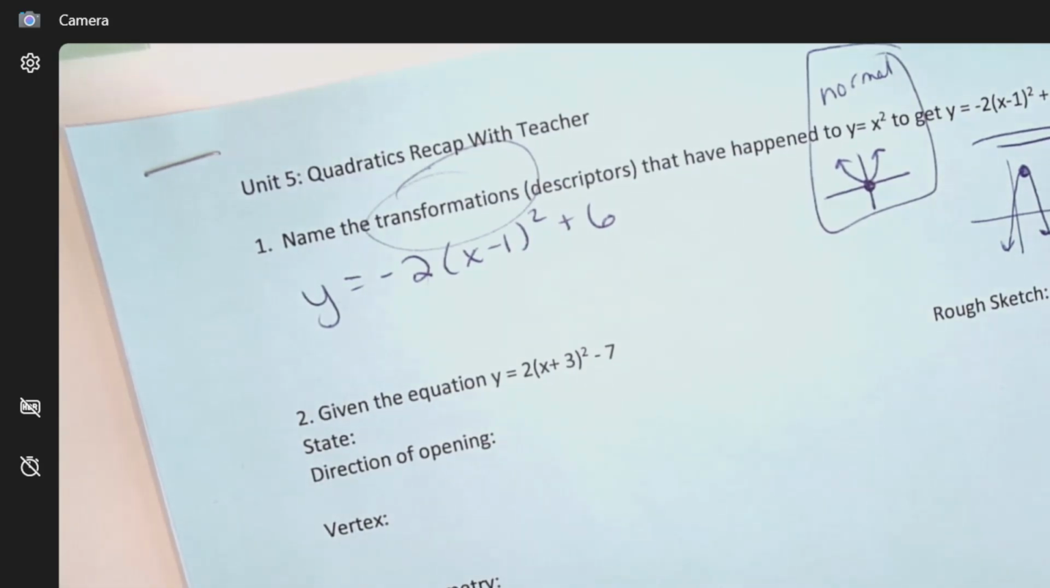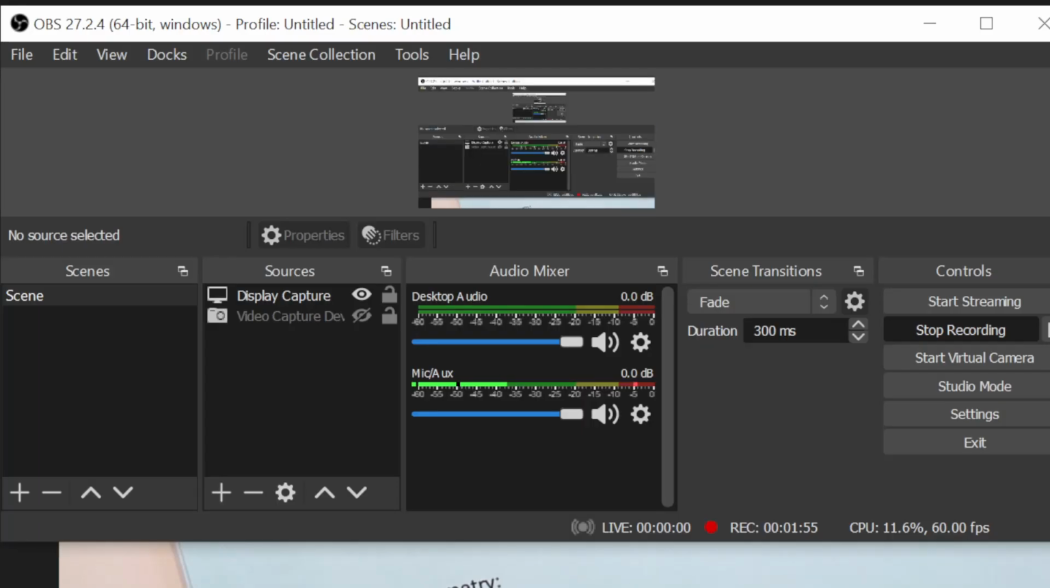This is not matching. No. What does yours say at the top?